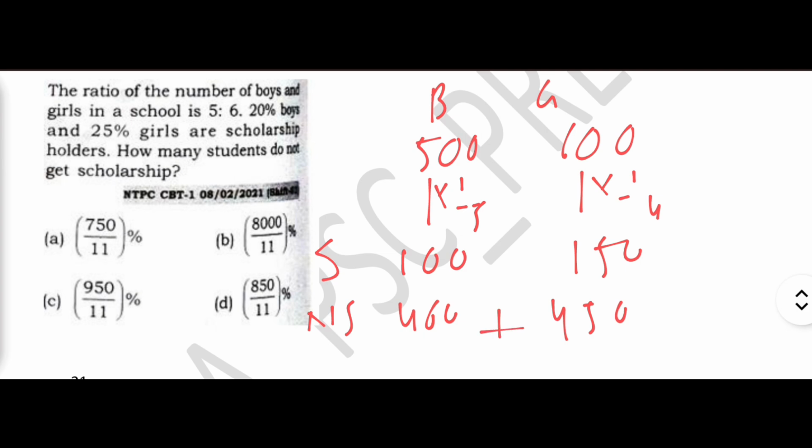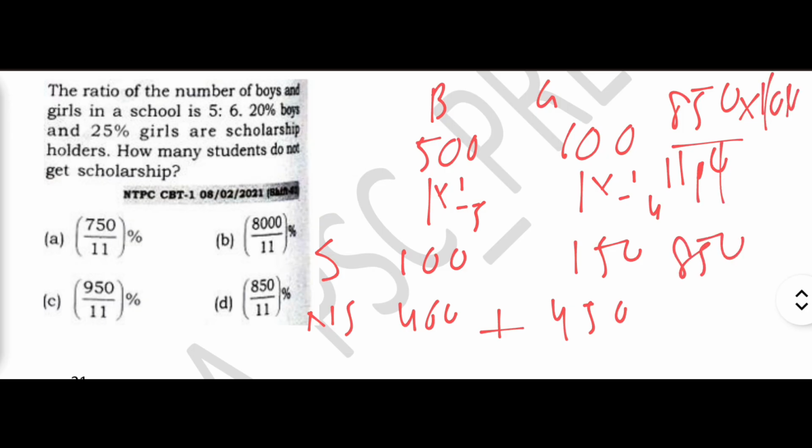So it is nothing but 400 plus 450. 400 plus 450 is 850 upon 500 plus 600 is 1100 into 100. This gets cancelled. We have 850 by 11%. Simple. Option D.